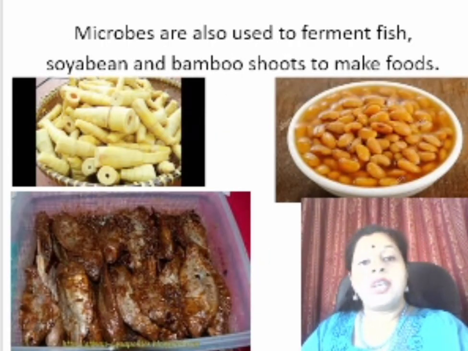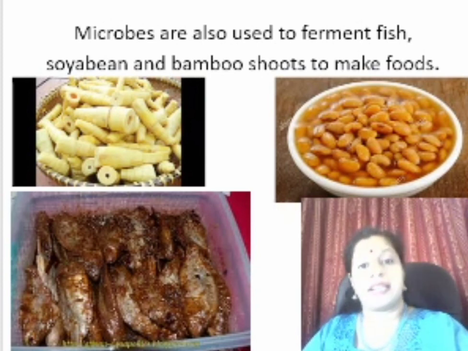But these are not very common in our place, but in Chinese culinary they are very important. For example, they use fermented soya beans, bamboo shoots, fermented fish, etc.